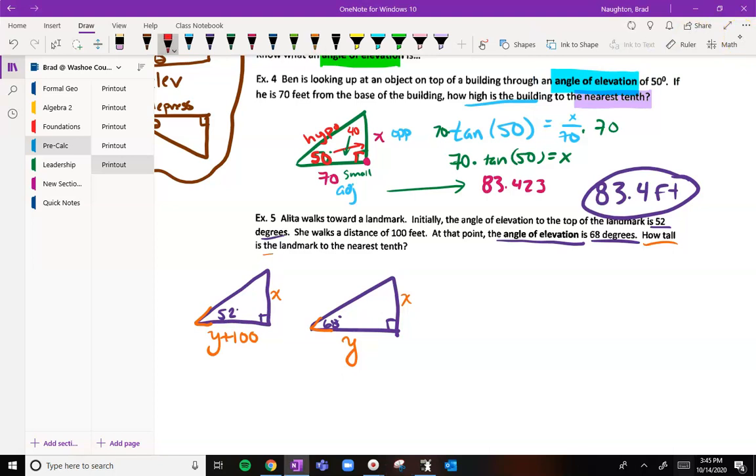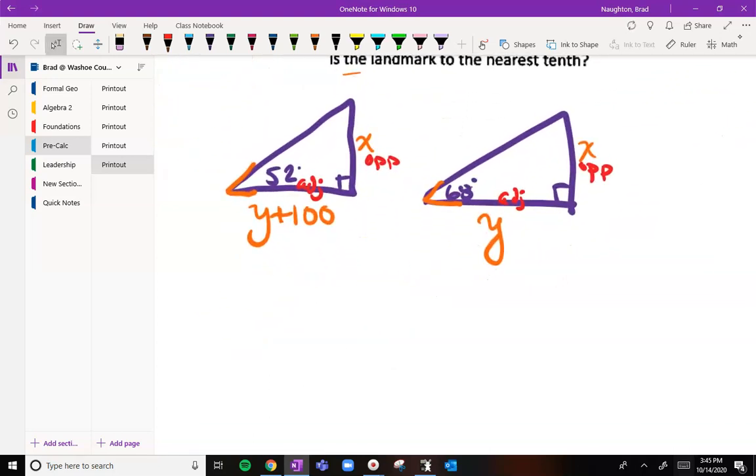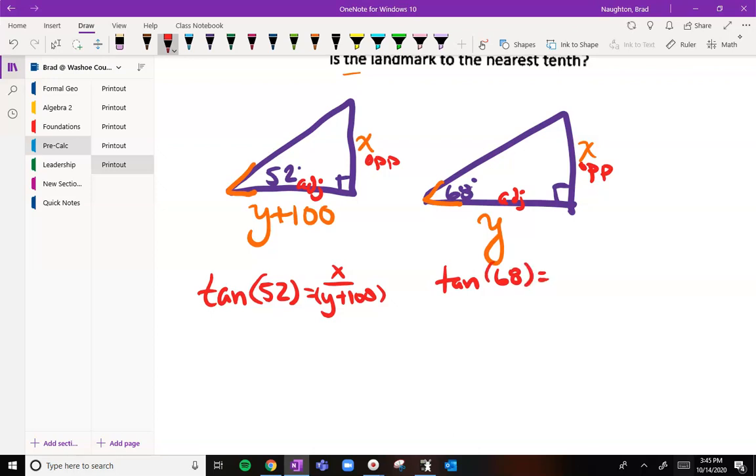So what we're going to notice is that I have the opposite side, which is both x, and the adjacent side, which has to do with y, but we have different trig values of 52 and 68. Now, I'm not going to bring in the hypotenuse because I already have enough x's and y's in my life. So when I set it up, we're going to have tangent 52 of x over y plus 100. Probably put y plus 100 in parentheses. And then tangent 68 of x over y.